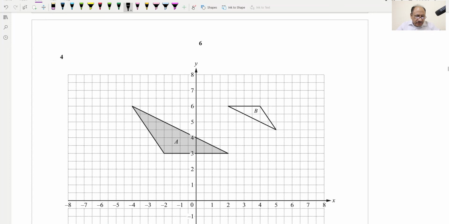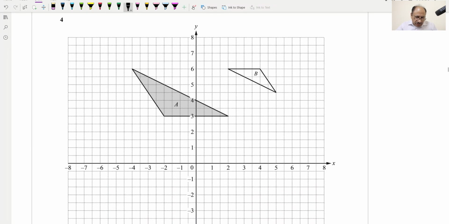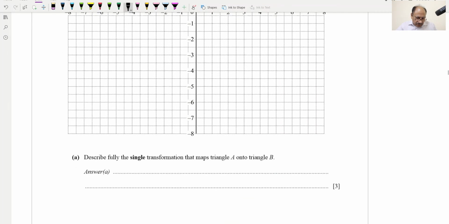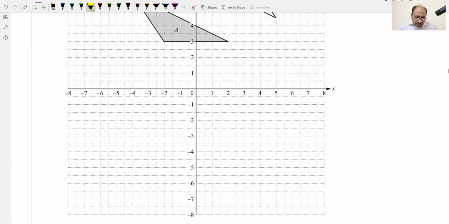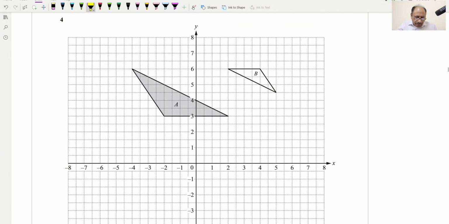Question number 4 is a transformation question. Triangles A and B are provided, and part A says, describe fully the single transformation that maps triangle A onto triangle B. So this is a 3 marks question. Triangle A onto B. We can see that B is a reduced one. It's smaller in size.